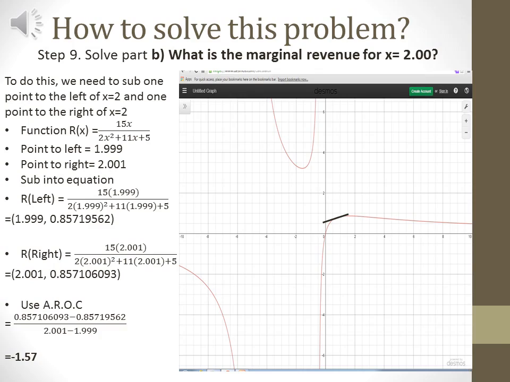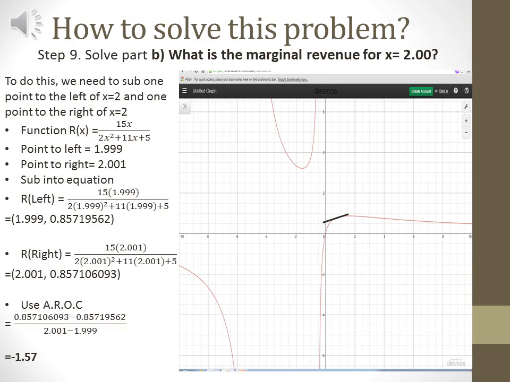Here's the process. On the left side of the screen, I've laid out all the calculations. Please refer to the graph if you need some visual help to figure out this problem inside of your head. To do this, we need to sub 1 point to the left of x equals 2, and 1 point to the right of x equals 2. We need to use the equation. That's the most important thing. R of x equals 15x divided by 2x squared plus 11x plus 5. We need to use a point to the left, which is 1.999, and a point to the right, which is 2.001.